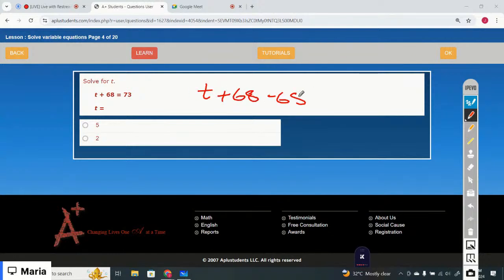Subtract 68 from both sides. 68 minus 68 is 0. You are left with t. And 73 minus 68 is 5. Option number 1 is the correct option. That is t equals 5. Got it?